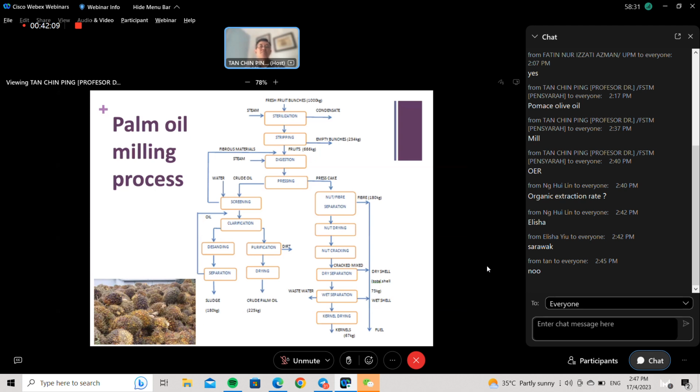Then they will go through the stripping process. Stripping is just to strip the fruit out of the bunch. So eventually you are going to have an empty bunch and also a lot of fruitlets. And these fruitlets, before pressing, to press the crude oil out of it, you will need to do one more step, which is digestion. Why is there the need to do digestion?